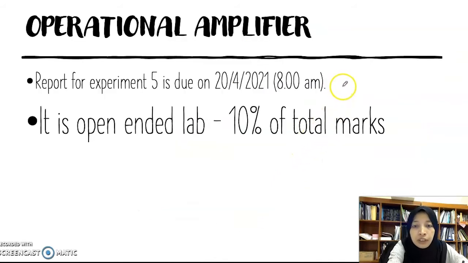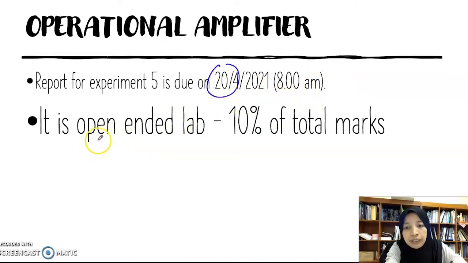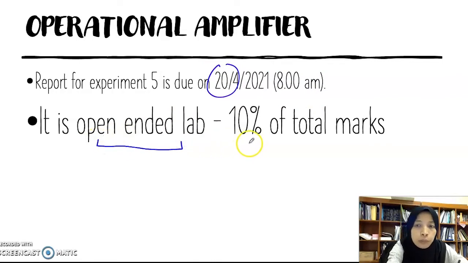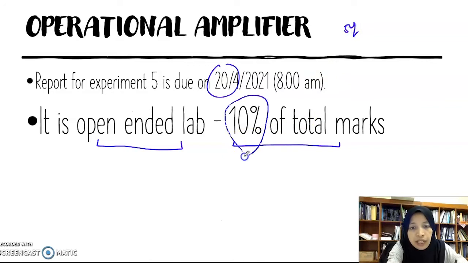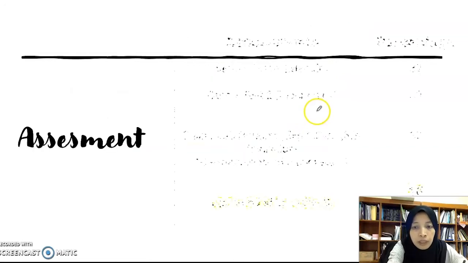Your report will be due on 20 April before 8 a.m., as usual. This is a special lab we call an open-ended lab, and the total marks of this lab is 10%. Unlike your other experiments, which are only 5% each, this experiment is 10% of the total marks.